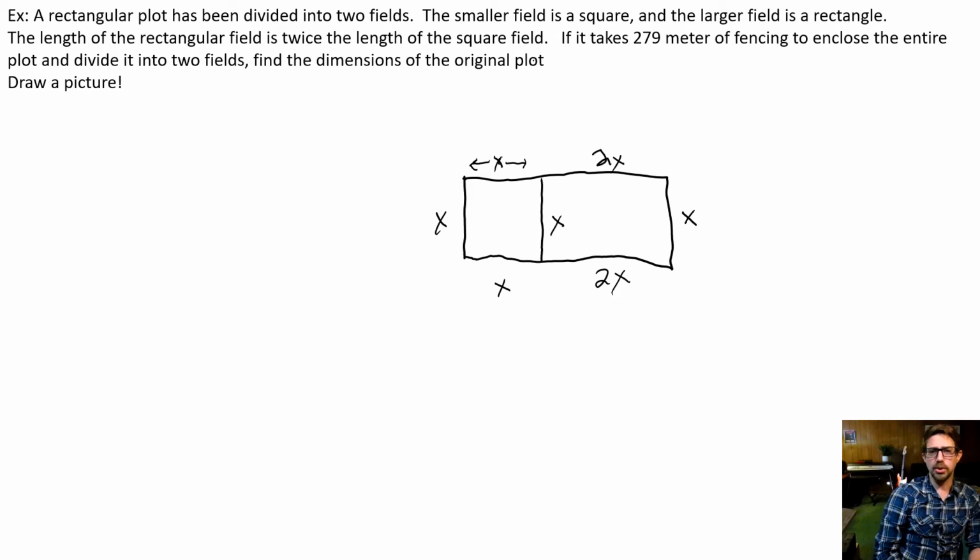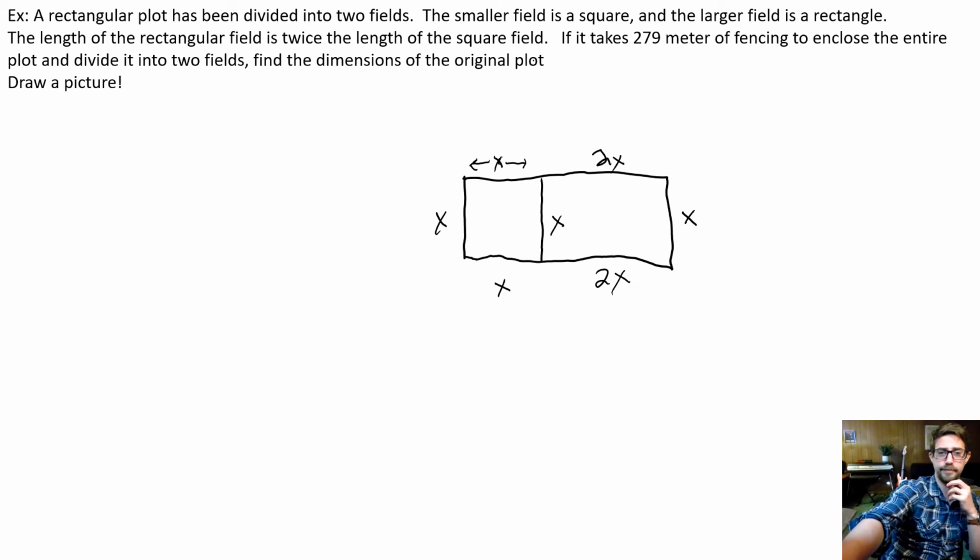We're going to add, so let's see, what else do we know? If it takes 279 meters of fencing to enclose the entire plot and to divide it into 2 fields. So that's the outside of our big enclosure of our plot, plus that middle fence that separates the 2 of them, right? So that's important. So here's what it's going to be. Starting at the top left corner, it's going to be x plus 2x plus x plus 2x plus x plus x plus another x for the little thingy in the middle is going to be 279.